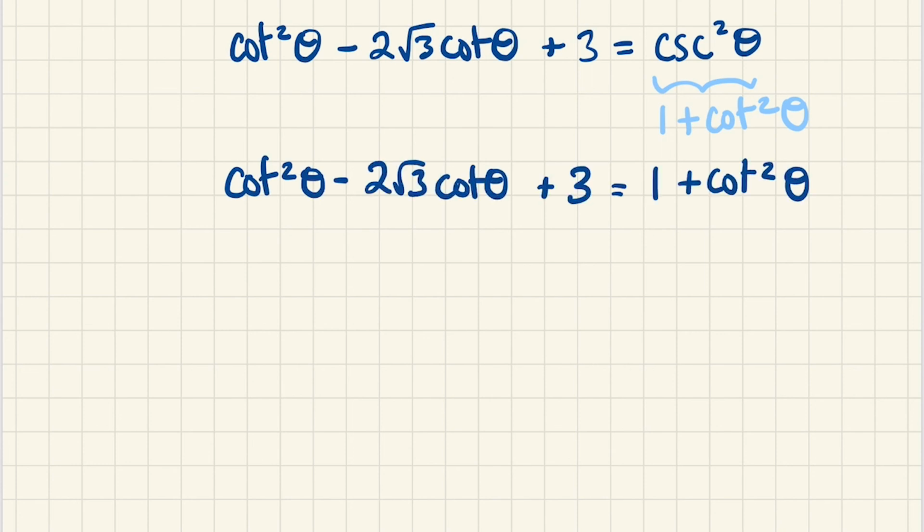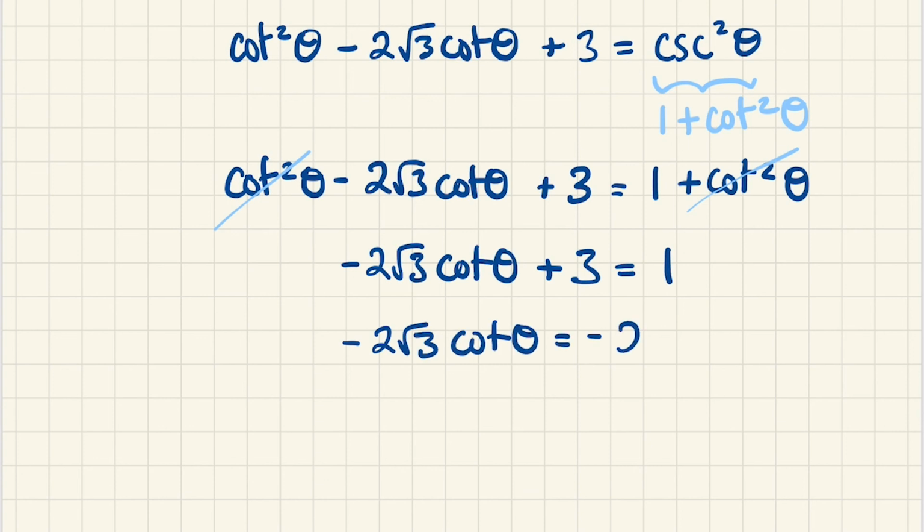Okay, this doesn't look great, but it actually is pretty good, because right away we can cancel cotangent squared from both sides. So what we have is -2 rad 3 cotangent theta plus 3 is equal to 1. Great, let's just keep isolating till we have cotangent theta by itself. So we'll subtract 3 from both sides, 1 minus 3, of course, being -2.